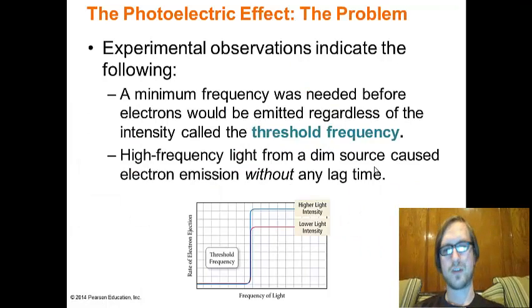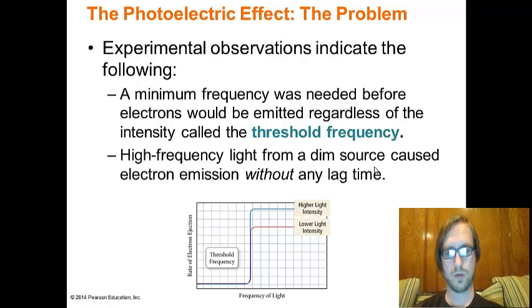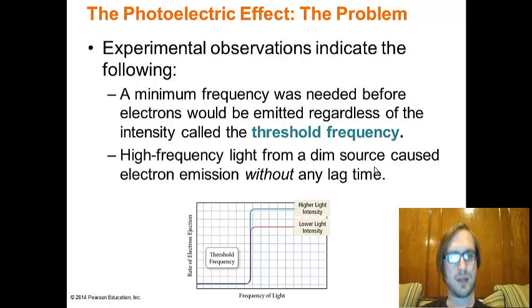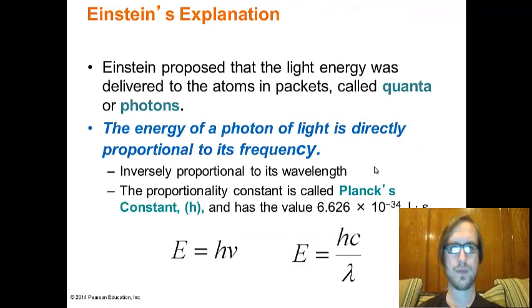But experimental observations, what we actually see, is different. First of all, there's a minimum frequency. It doesn't matter how much light you have below that frequency, you will not get electrons to emit. That's the threshold. We have to surpass that threshold before we get any electrons emitted. And then we notice that beyond that, the higher the frequency of light, the faster the electrons are ejected.